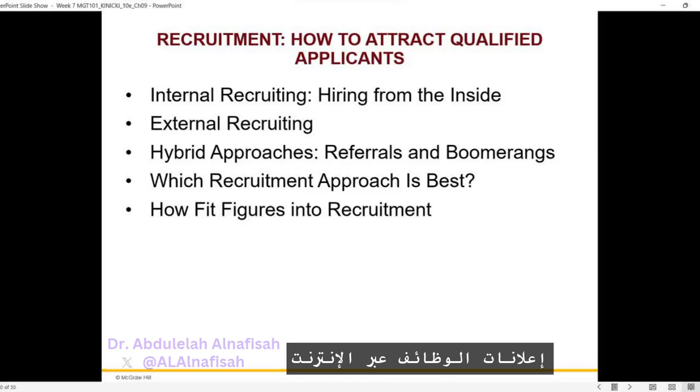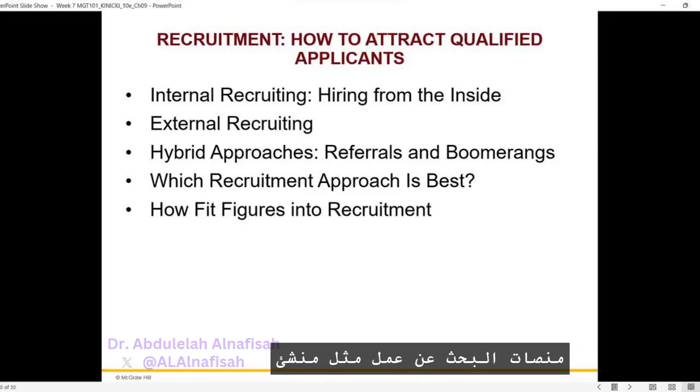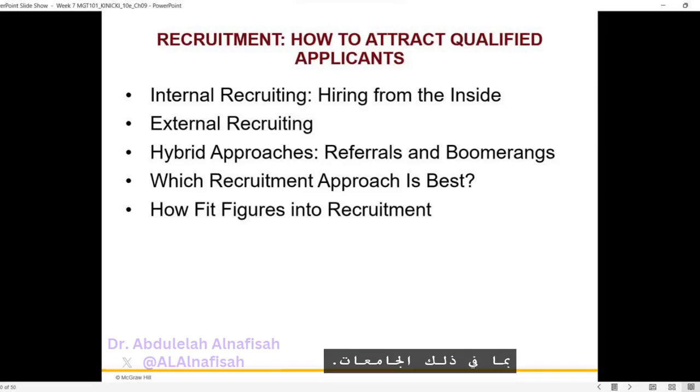Online job postings on company websites and job search platforms like Indeed, Career Builder, and Glassdoor are common approaches to attract external candidates. School partnerships enable recruiters to identify talent through relationships with educational institutions, including universities, trade schools, and high schools.